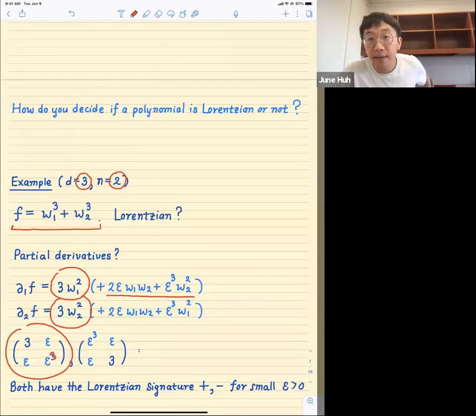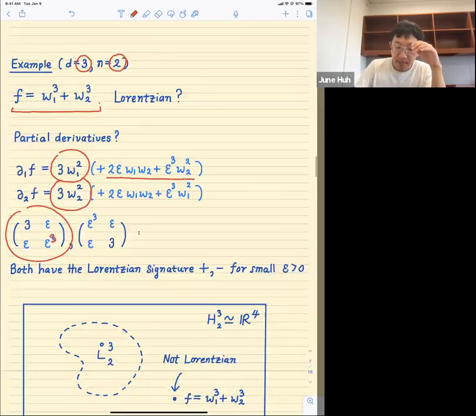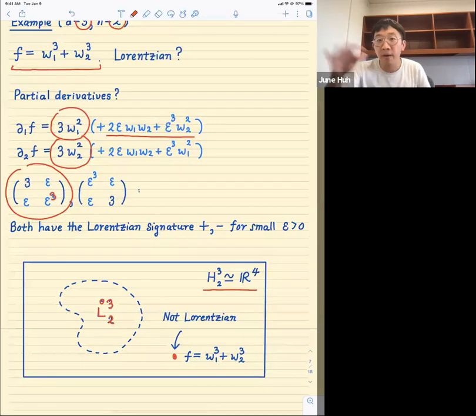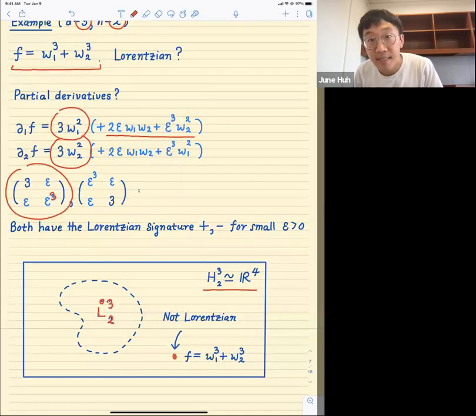But the subtlety of the whole thing is that each partial being Lorentzian does not imply the original polynomial being Lorentzian. So what's happening here is that you have this open subset L naught of 3, 2 living inside this 4-dimensional real vector space. And our sum of 2 cubes is somewhere far away from that open subset. Well, that is a claim. And later you are going to see a general statement which makes sense of this.